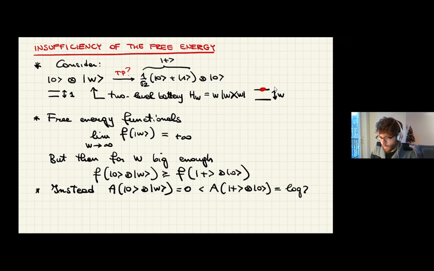Okay. But then, using our now asymmetry constraints, we know that for every W, so independently of how much energy or how much work I'm pumping into the system, this transformation cannot be done by thermal processes.